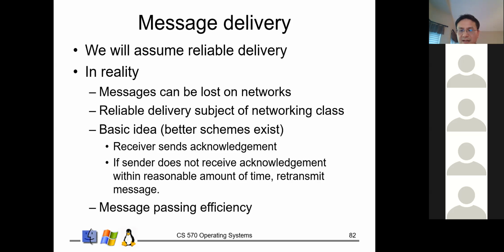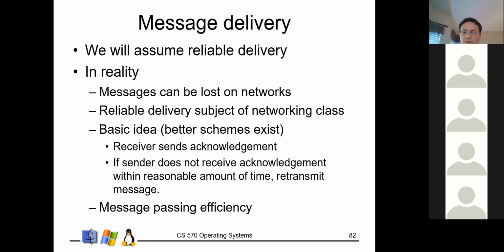There are some basic ideas to address lost message deliveries. The basic idea is that the receiver can send back an acknowledgement if it receives the message from the sender successfully. The mechanism could work like this: if the sender does not receive the acknowledgement from the receiver within a reasonable amount of time, then the sender would retransmit the message. However, there is a tricky scenario that makes this a little more complicated.